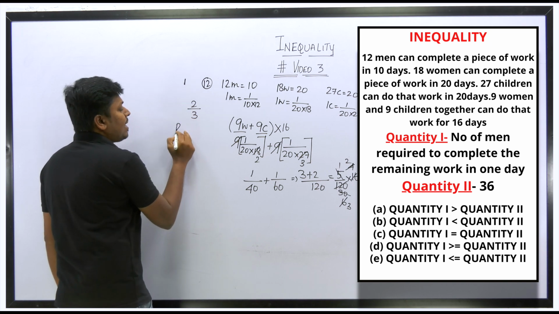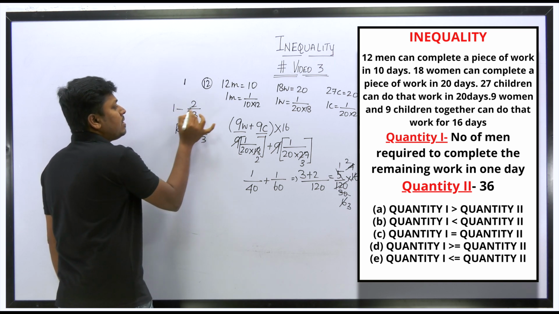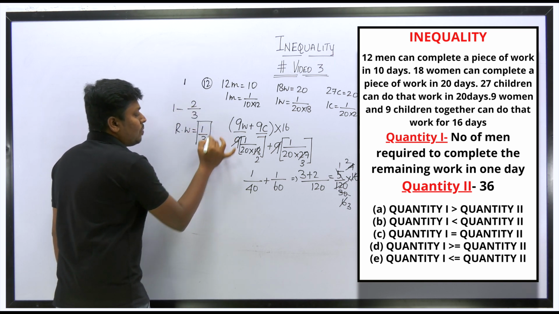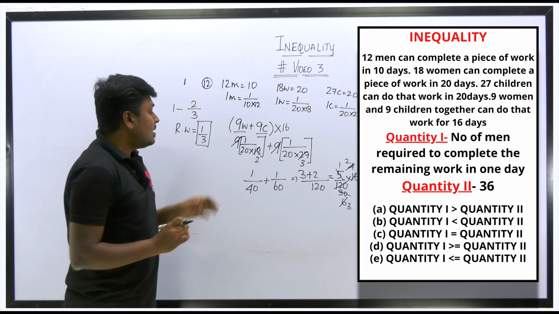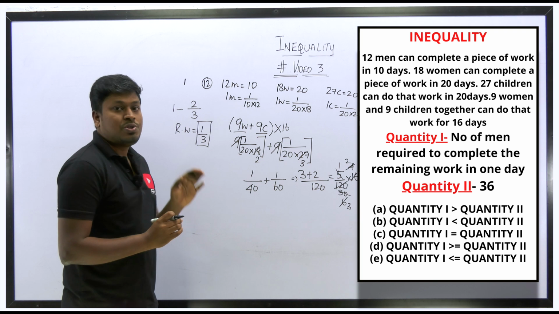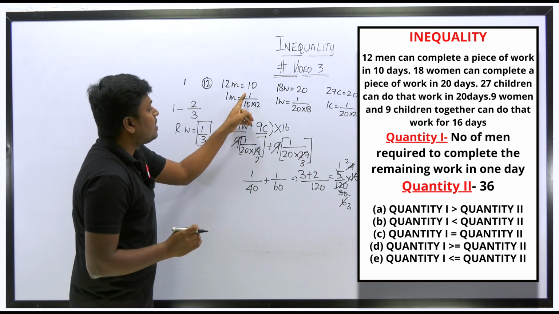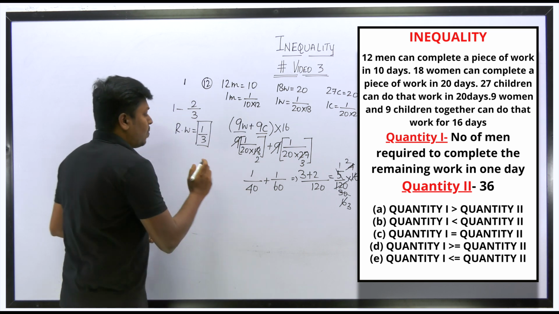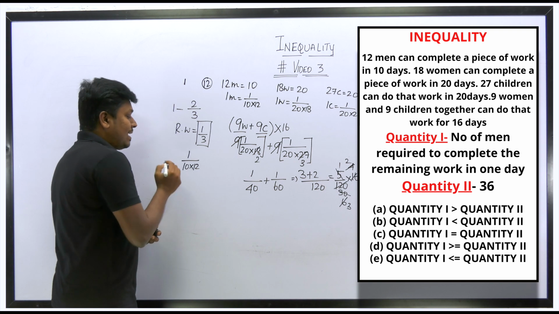So what is the remaining work we have? So remaining work will be 1 by 3, because 1 minus 2 by 3 will be 1 by 3. So 1 by 3 will be the remaining work. So now what is our target? So this remaining work should be completed by how many men? So 1 man is equal to how much? 1 by 10 into 12. So 1 man can do a piece of work in 1 by 10 into 12.